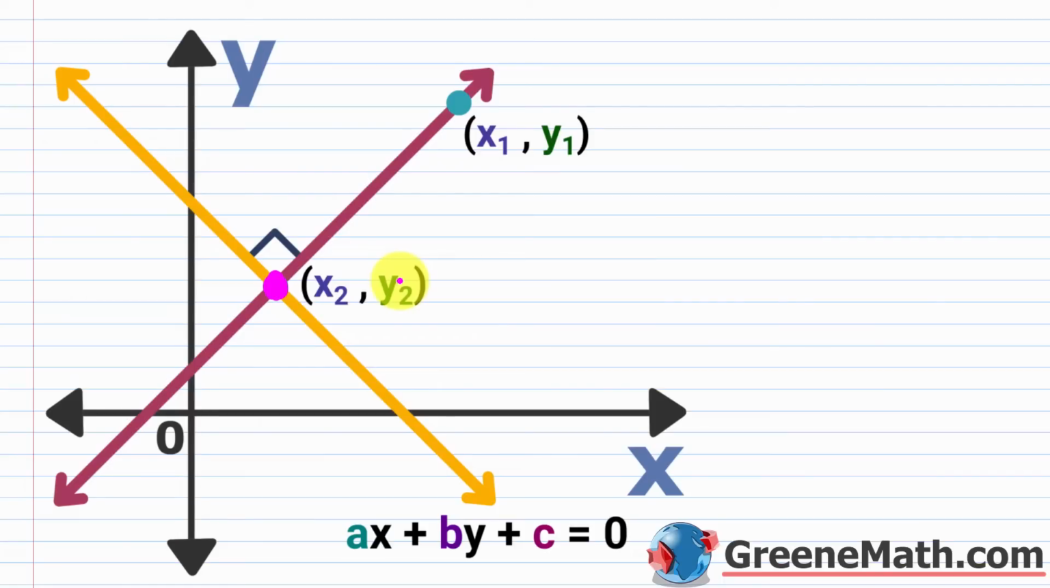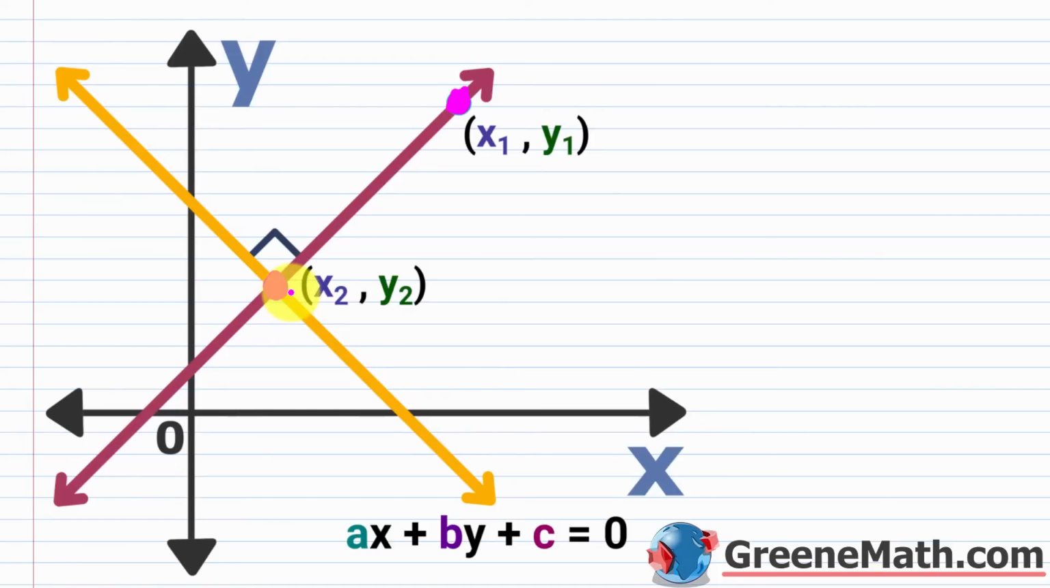And then we can plug into the distance formula to find the distance between this point right here, this x sub 1 comma y sub 1, and this point right here, this point of intersection, this x sub 2 comma y sub 2. Again, this right here to this right here, that's the distance between this point that's given and the line. That's all we're finding here.